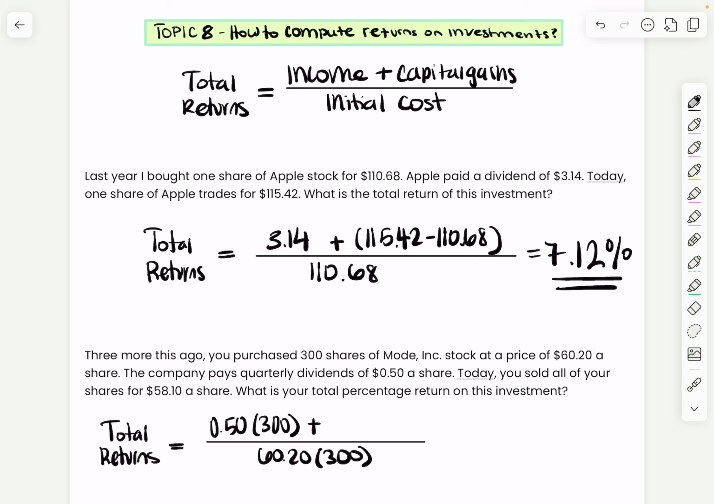And then finally, your capital gains is how much the share is selling now versus how much it was selling when you bought it. Today you sold all of your shares for $58.10. So $58.10 is how much the share is worth now, and you sold all of them, so 300 of them, minus you bought them at $60.20, those 300 shares. These are always the same.